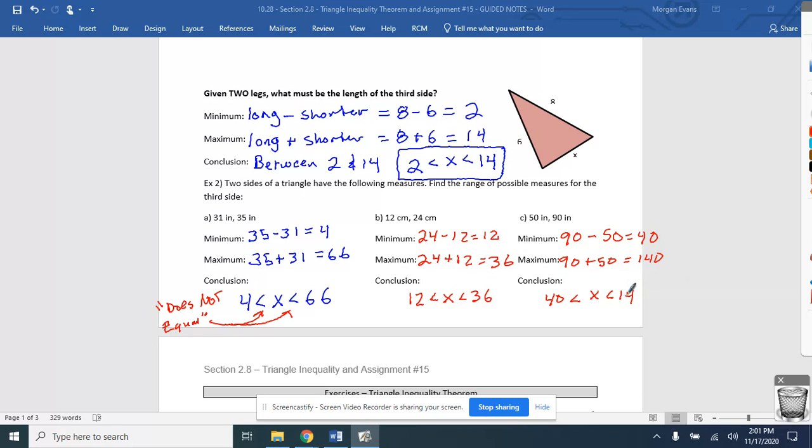Moral of the story with our triangle inequality theorem is the two shorter sides added together must be just greater than that third side.